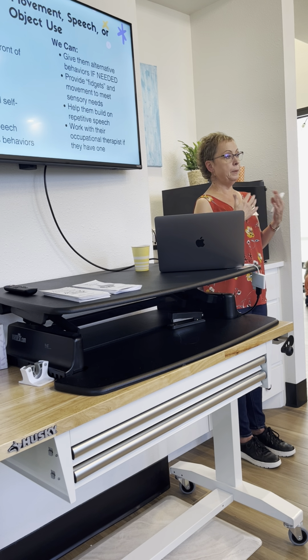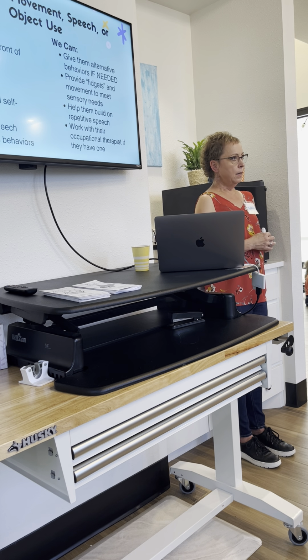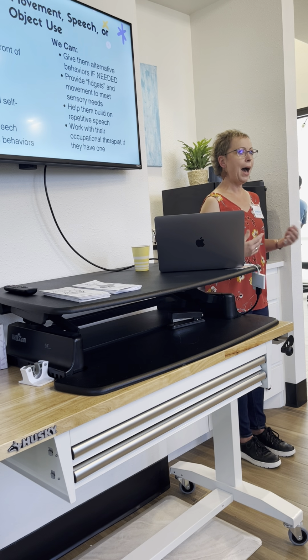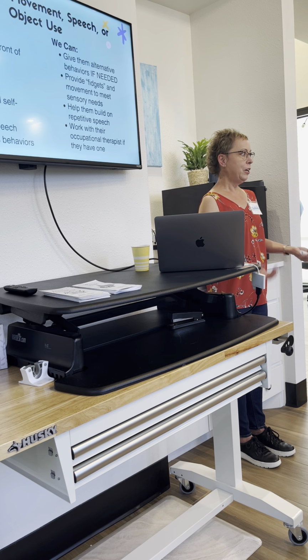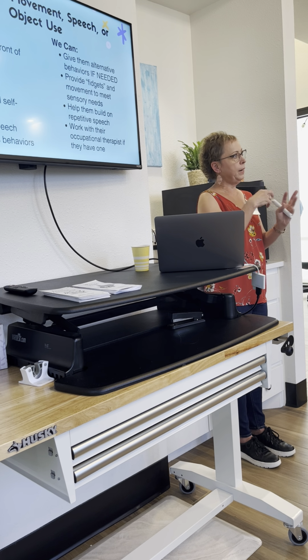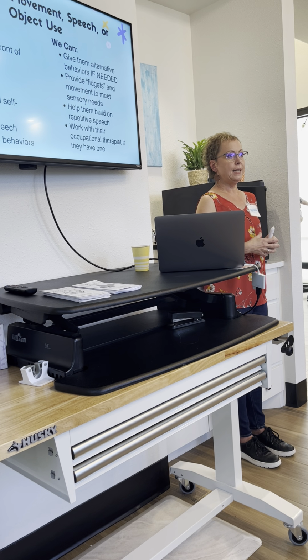We want to help them build on repetitive speech. So if they're saying things over and over again, we want to help build on that. If they're saying, no, no, no, no, no, then you can say things like, no, I don't like ice cream. Or no, you're wrong. I like that, or something. You could just expand whatever it is they're saying as a model for them so that they can see, oh, I have this word and it can be useful.